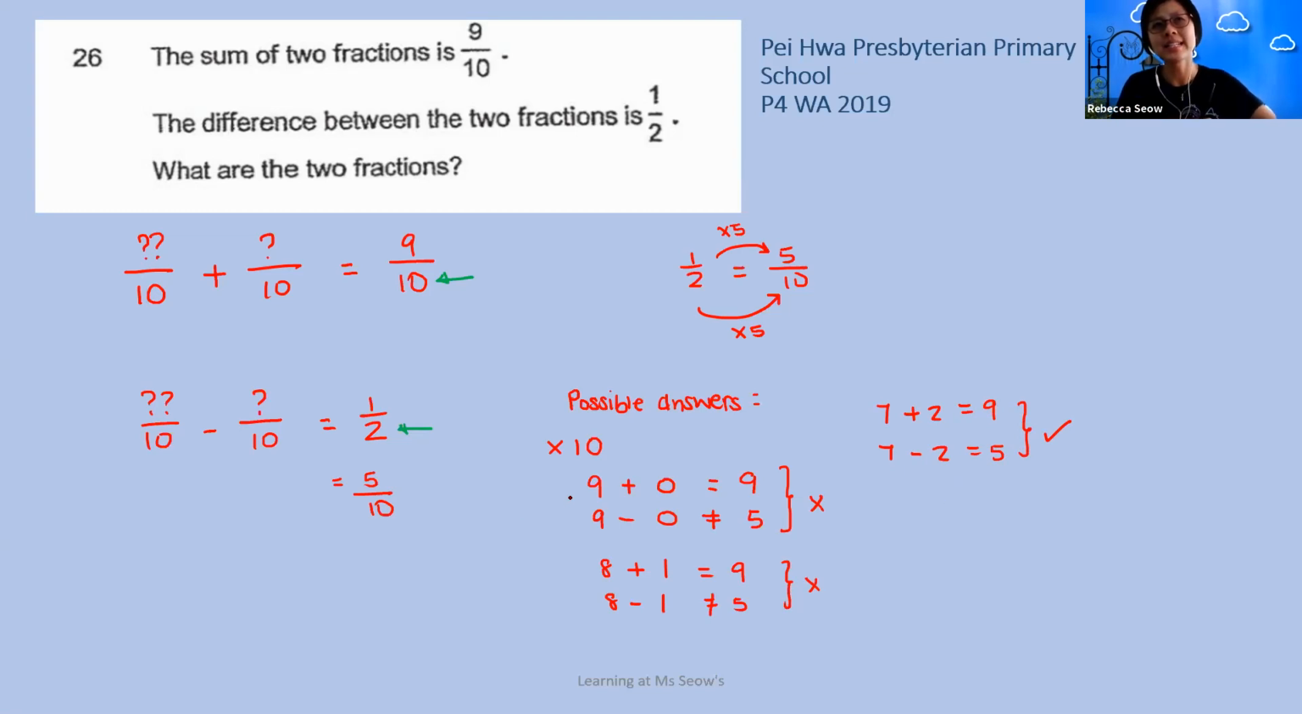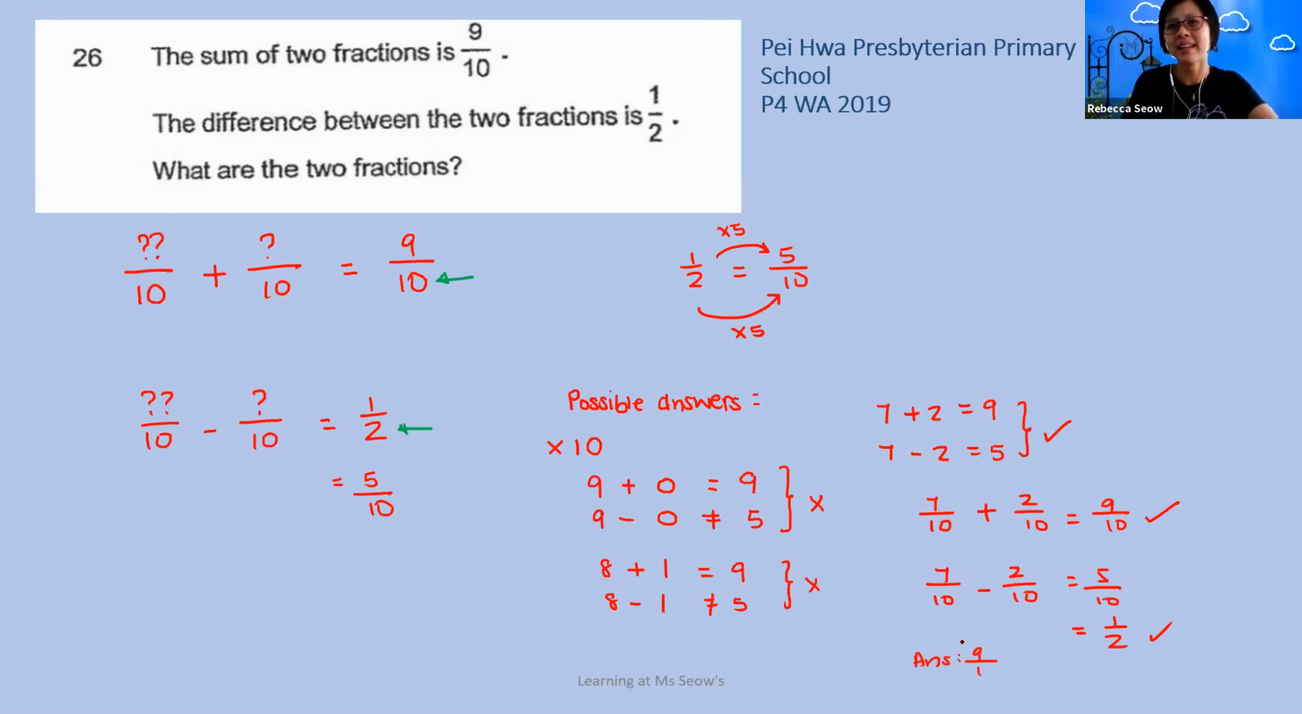So in place of the question marks, it will be 7 out of 10 plus 2 out of 10. And yes, this gives us 9 out of 10. And if we were to have 7 out of 10 subtract 2 out of 10, we get 5 out of 10, and we bring it down to the simplest form, getting half. So what are our two fractions here? The two fractions are 7 out of 10 and 2 out of 10.